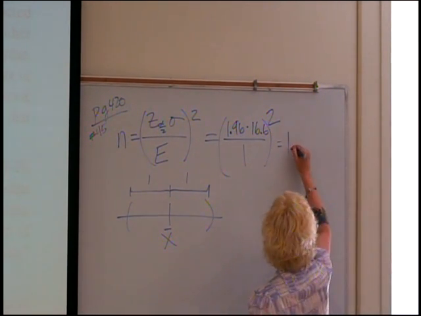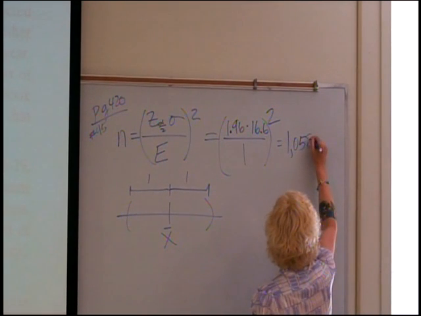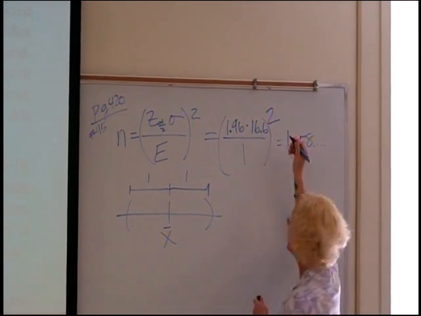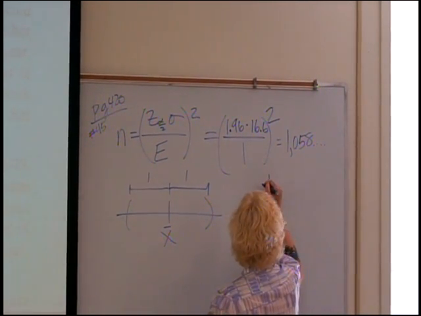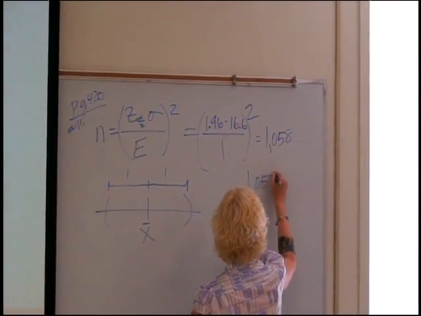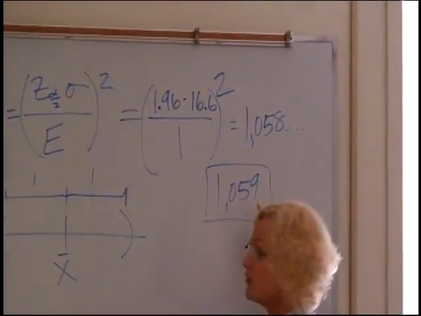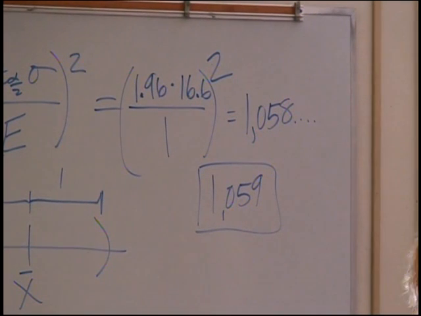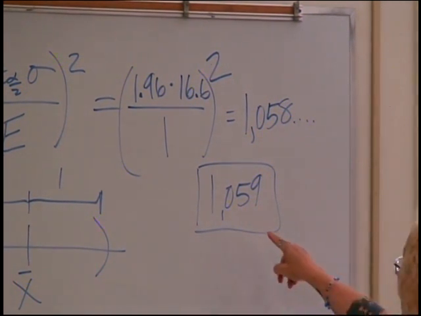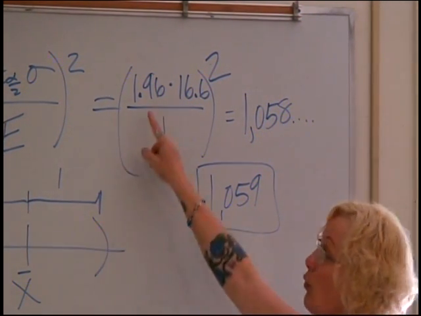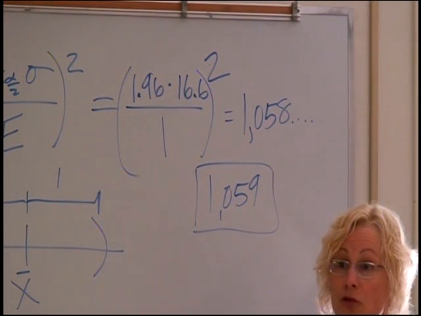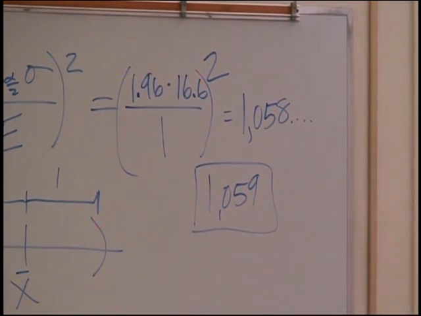1,059 rounded up. So you got 1,058 and some change? Yeah. Okay, good. And you always go up. Always go up to the nearest whole number, never down. Because if you round down, you risk not meeting your goal. Okay, you always go up to the next number. So we would take 1,059 people sampled. Make sense?